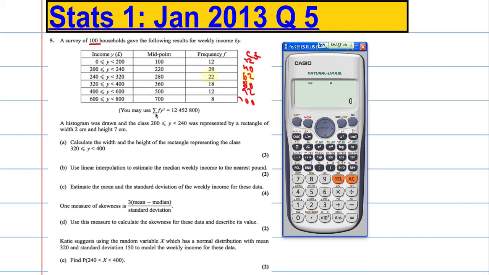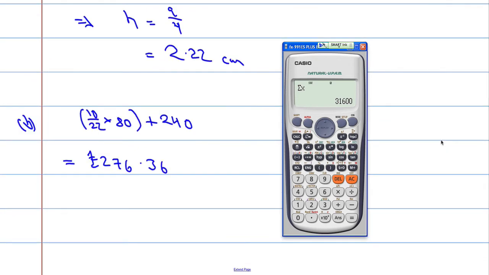Let's just check that the sum of fy squared gives us this value. Make sure we put it in right. So hit shift, stat. We're looking at the sums, so 3, and I want the sum of fy squared, which is going to be the same as option 1 here. Hit the 1 equals 12452800. Absolutely brilliant. Okay, so I've got those. I'll also want the sum of x, so let's hit option 2. Sum of x is going to be 31600.